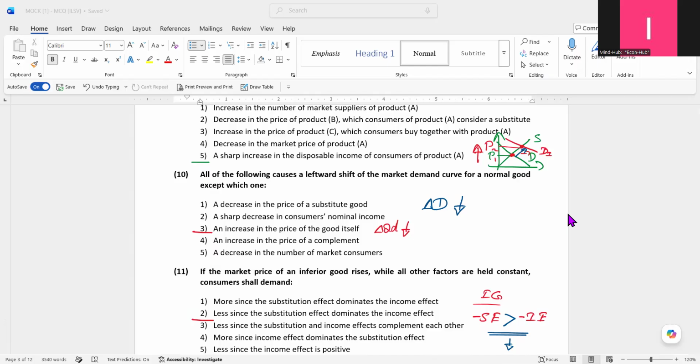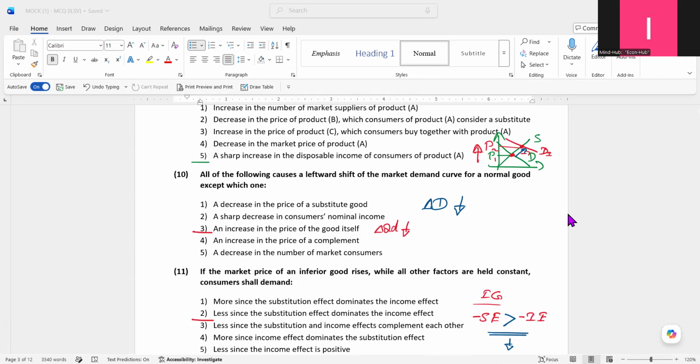Answer 1 talks about substitute prices. Decrease in the price of substitute goods will decrease demand. A sharp decrease in consumer income will decrease demand. Number 4, an increase in the price of a complement will decrease demand. Number 5, a decrease in the number of market consumers will decrease market demand.